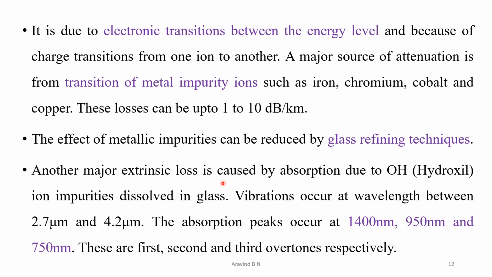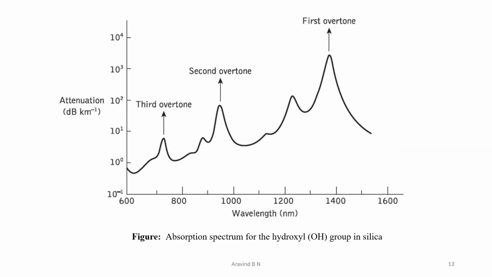Now another major loss is caused due to the hydroxyl ion impurities dissolved in the glass. These are going to have absorption peaks somewhere at the locations 1400 nanometer, the second one at 950 nanometer, and the third overtone at 750 nanometer. These overtones we can observe over here.